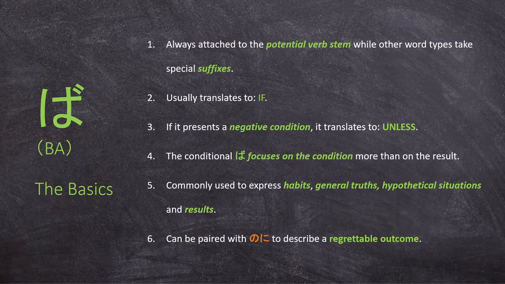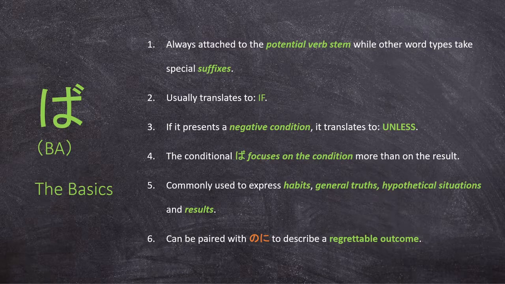So you should know that ba is always used to express habits, general truths, hypothetical situations, and results. There is also the pairing with noni to describe a regrettable outcome, and that ba has a subtle focus on the condition in the sentence rather than on the result. And also, if you are really good at English grammar and you have already mastered all of the conditionals in the English language, you can also notice from all of this information presented here that ba is equivalent to the zero conditional in English, to the first conditional, and the third conditional.